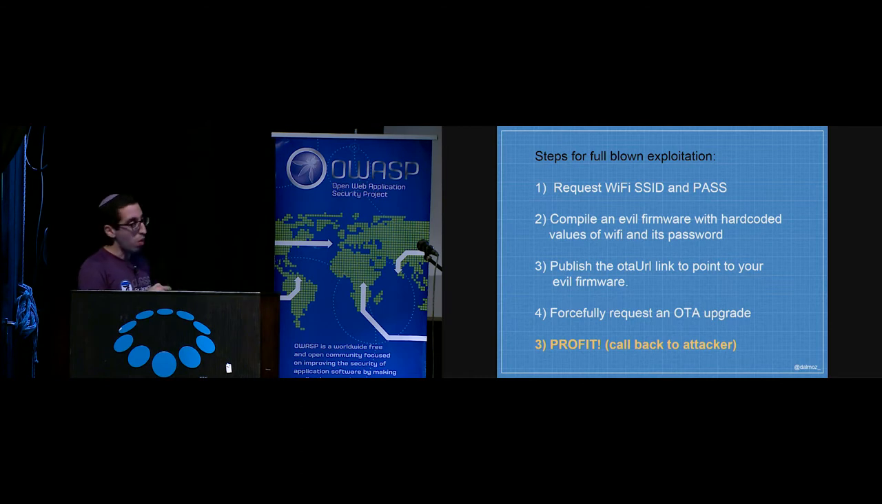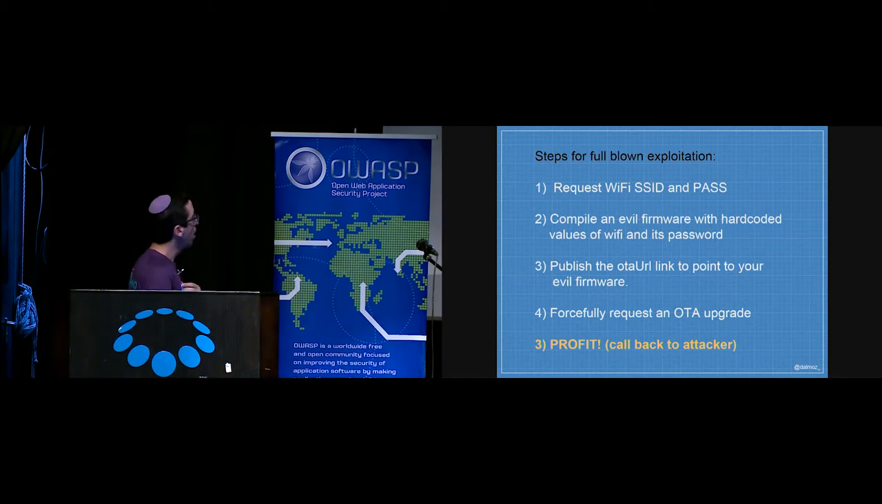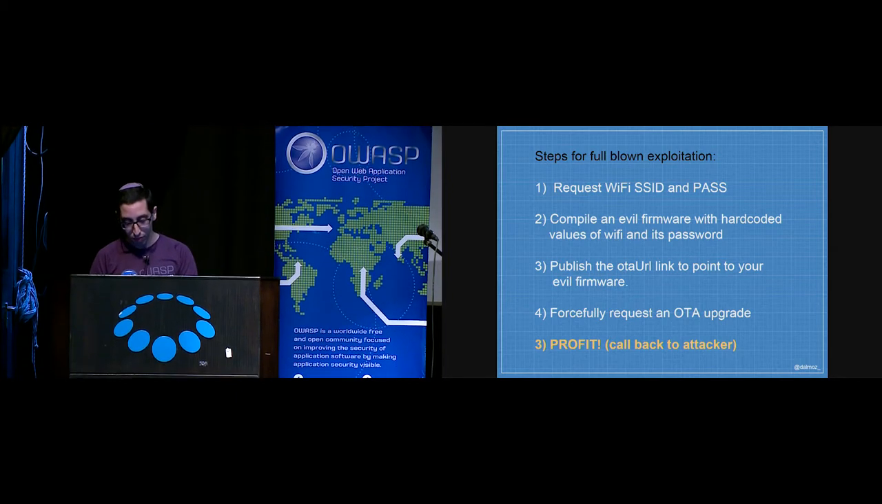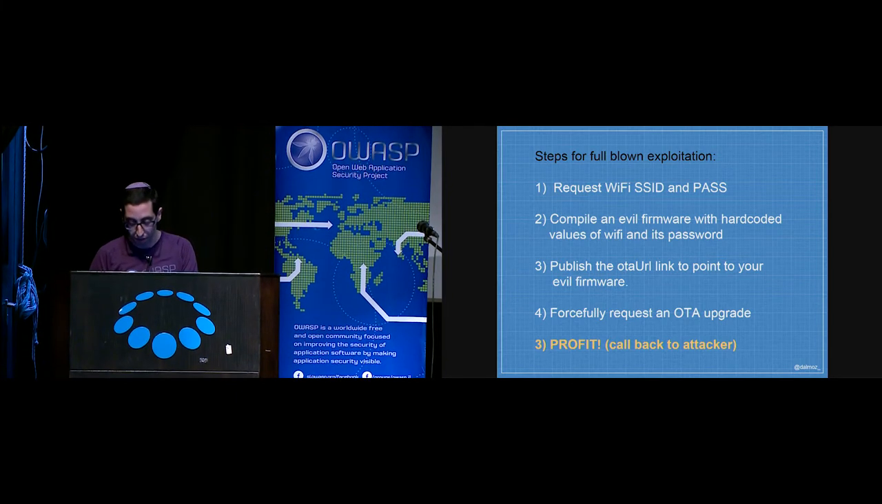So again, I will request the Wi-Fi SSID, put the SSID and password into the evil firmware, and compile it. I won't do it right now, but believe me, I already did it just to make things a bit faster. Then publish the OTA URL from my domain, from the evil domain. The OTA URL link points to my evil firmware that I just compiled, and forcefully request the OTA upgrade, and hopefully we'll have some kind of a call back to the attacker.